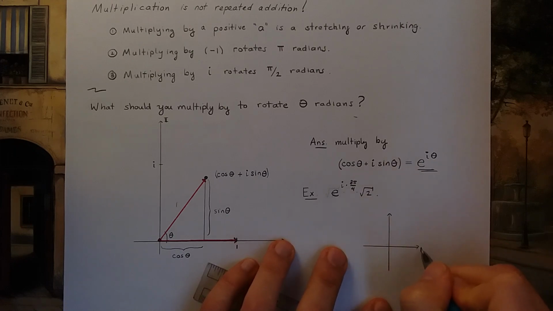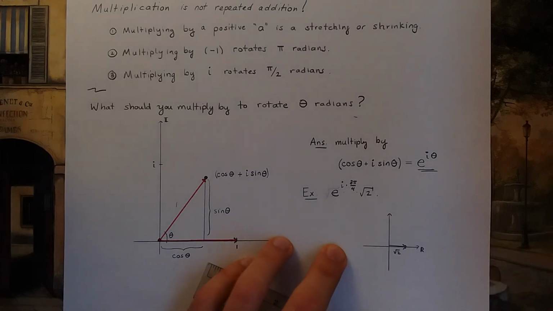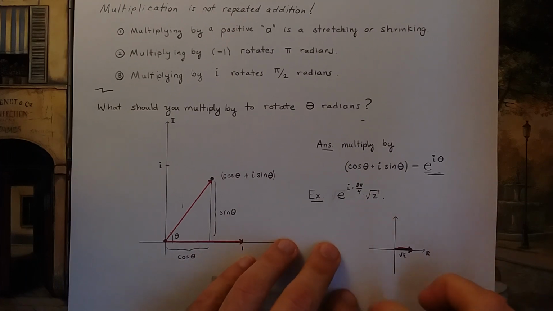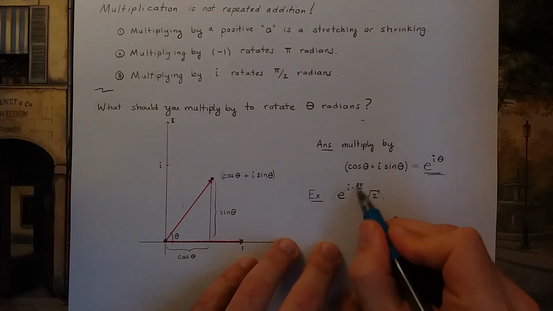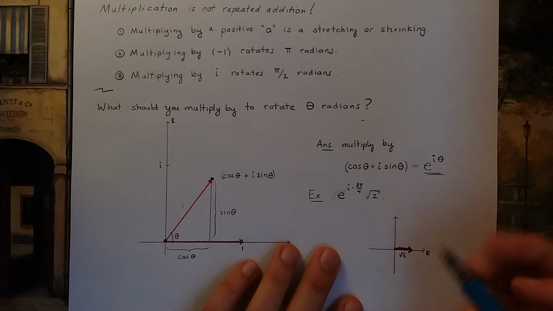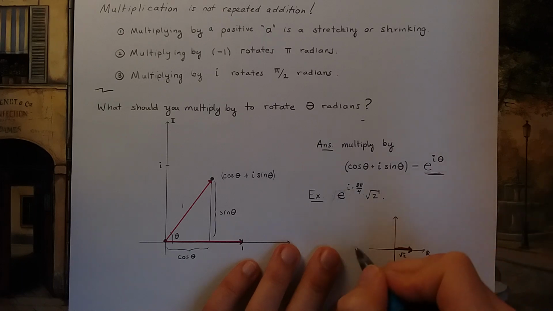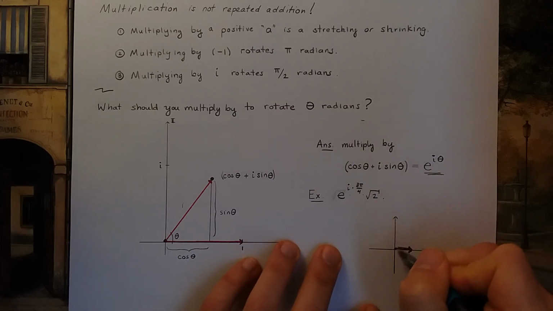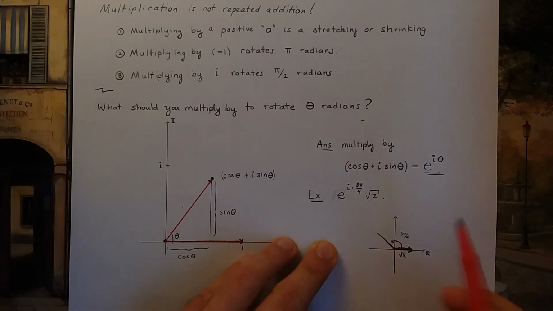So there's my real axis. There is square root of 2. Let me do it in red. So there is square root of 2. Then I'm going to rotate counterclockwise 3 pi over 4 radians. So that's 3/4 of the way of a 180 degree turn. So here I would land. So this would be rotating 3 pi over 4 radians, and I'd end up right here.